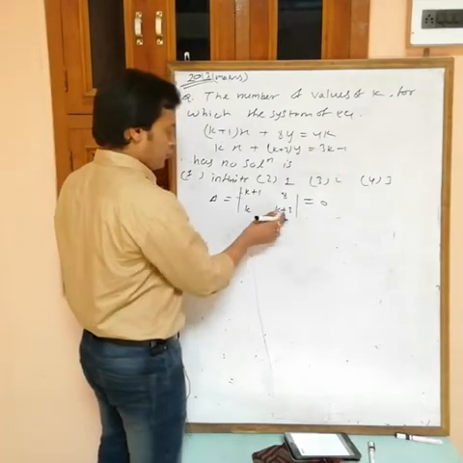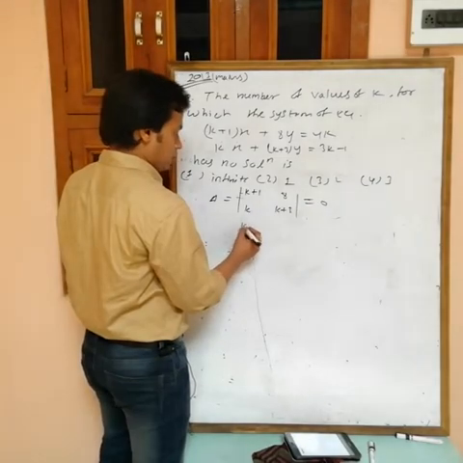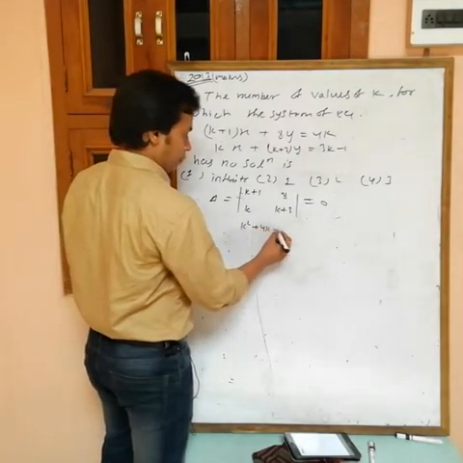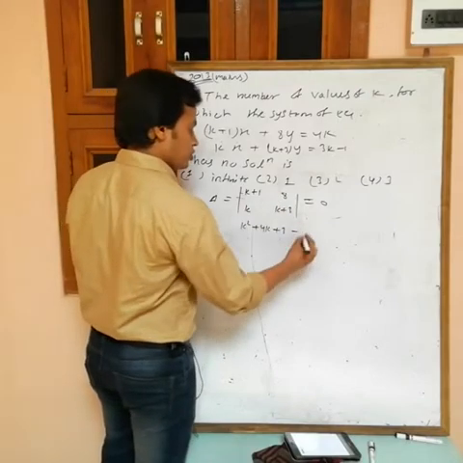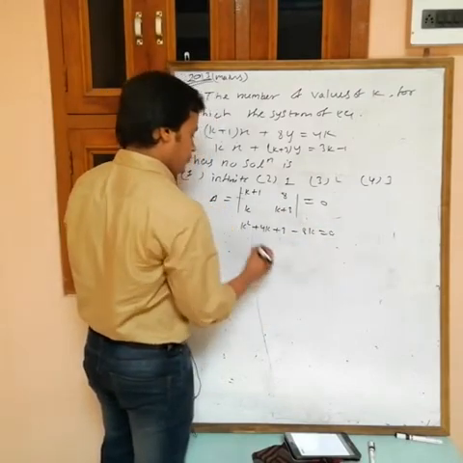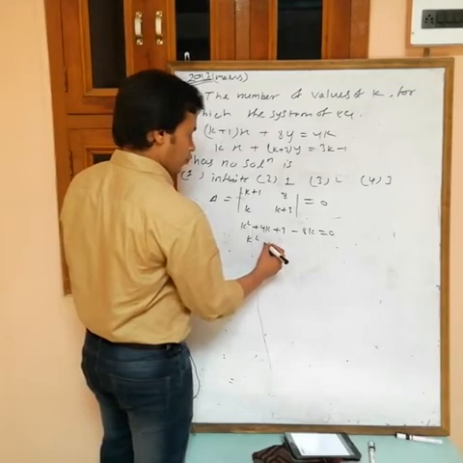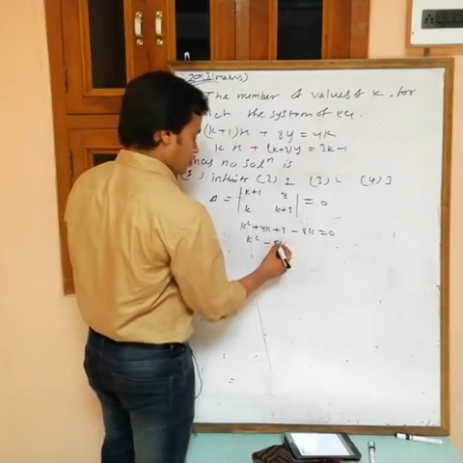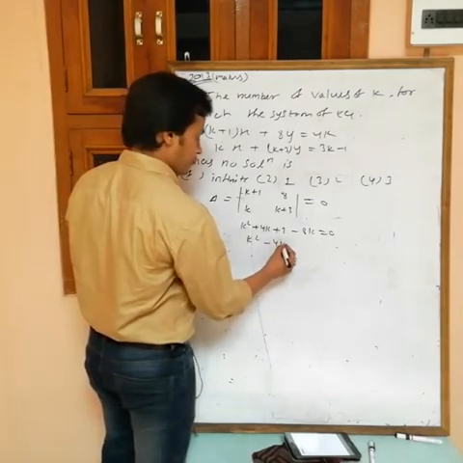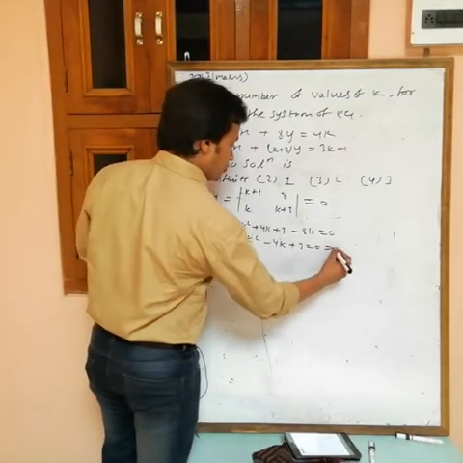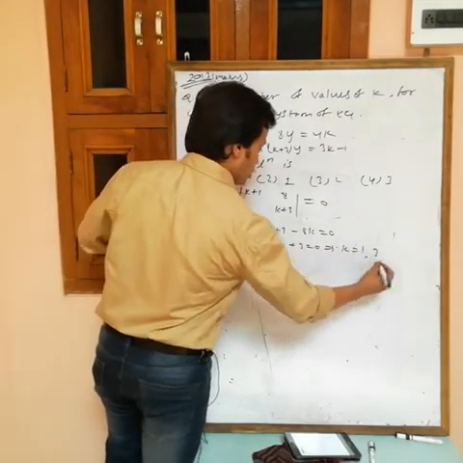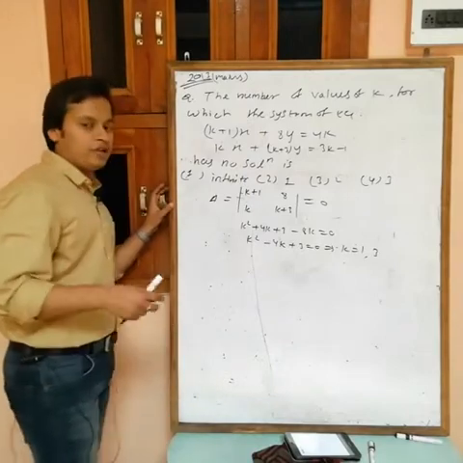Then if you simplify this one, what we are getting: k square plus 4k plus 3, and minus this one into this one is 8k, equals 0. K square minus 4k plus 3 equals 0. From this one we are getting the value of k as 1 and 3, two values of k, 1 and 3.